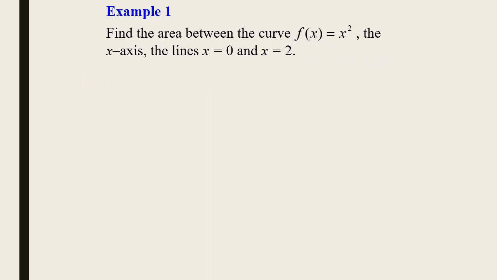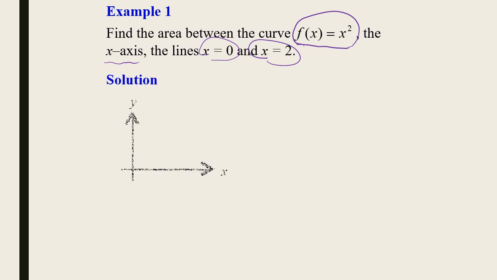Okay, so let's start with the example. Find the area between the curve f(x) equal to x squared and the x-axis and the lines x equal to 0 and x equal to 2. First step, what you need to do is to sketch the graph. So we have the x and y axes. How to sketch the graph f(x) equal to x squared?